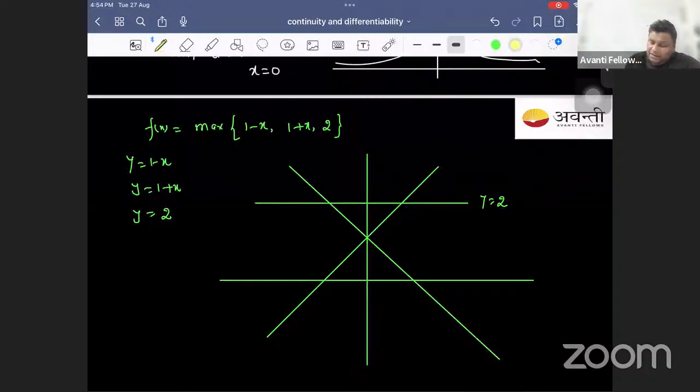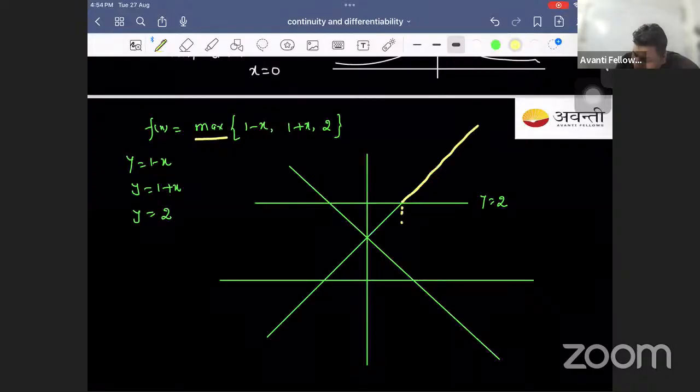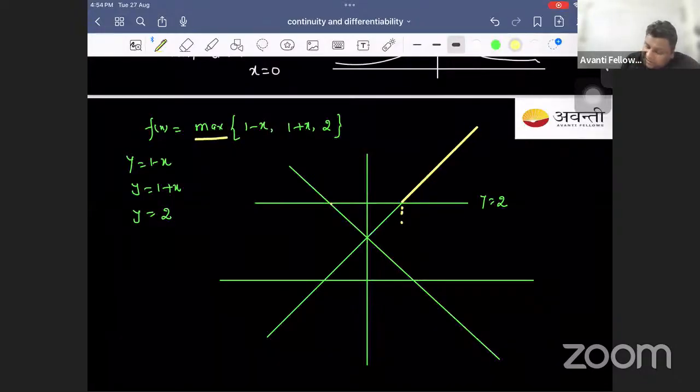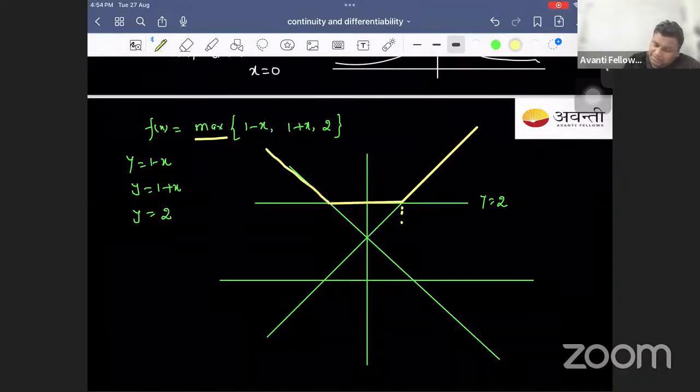They are saying maximum of this. Maximum of this means, if you realize, in this region, to the right of this, this is the maximum among all three graphs. Before this, this is going to be the maximum. And before this, this is going to be the maximum. So for any individual x, this is going to be the graph of this function. Yes or no?